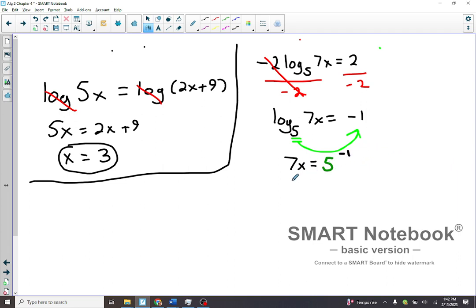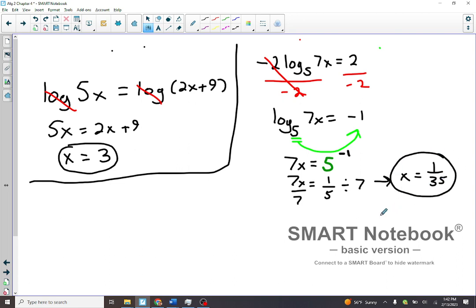Well, 5 to the negative 1 power, I can rewrite that as 1 over 5. Then I have to divide it by 7 on both sides. So that becomes x equals 1 over 35. Remember, dividing by 7 is the same thing. 1 over 35.